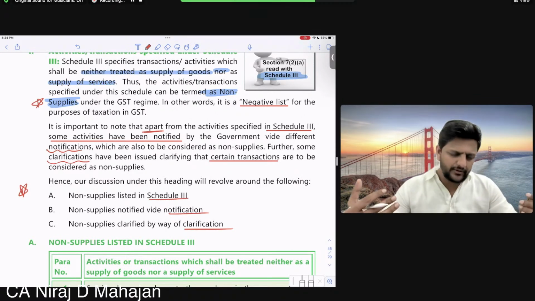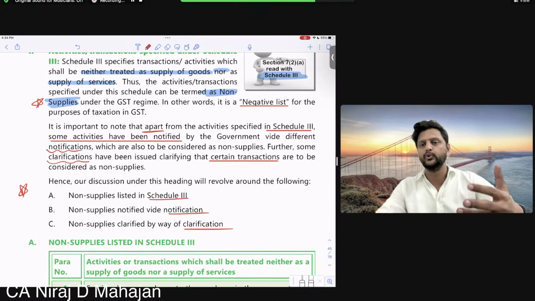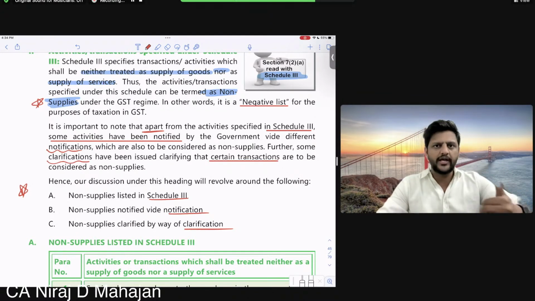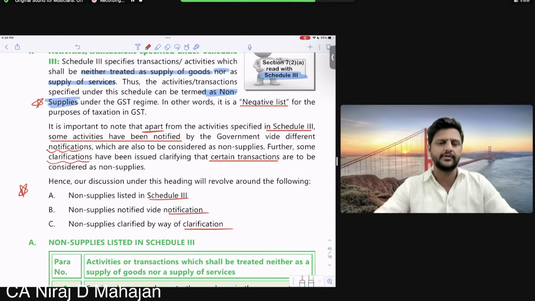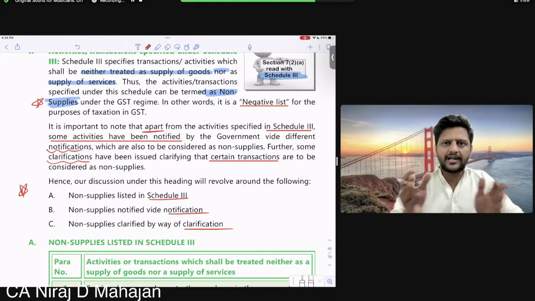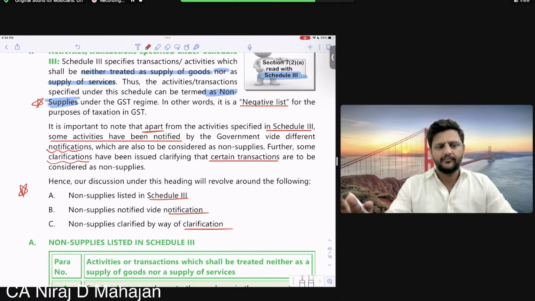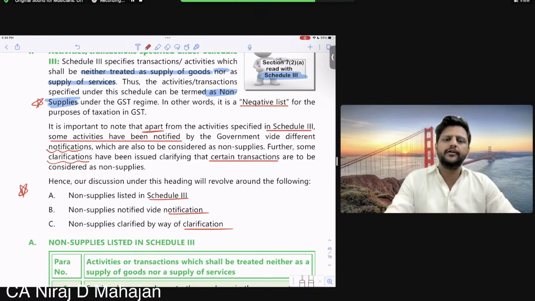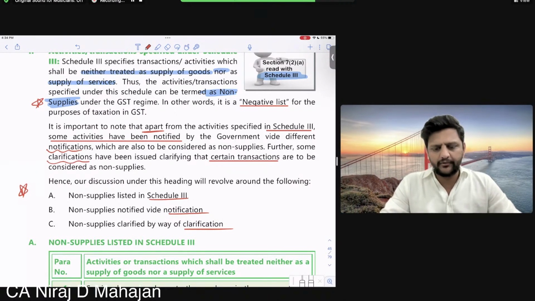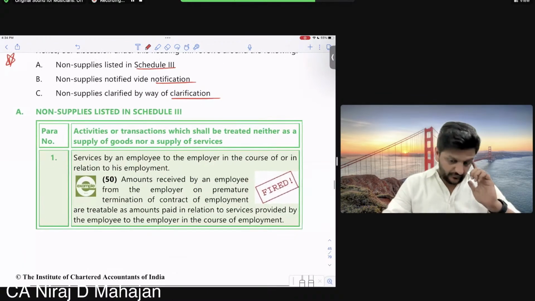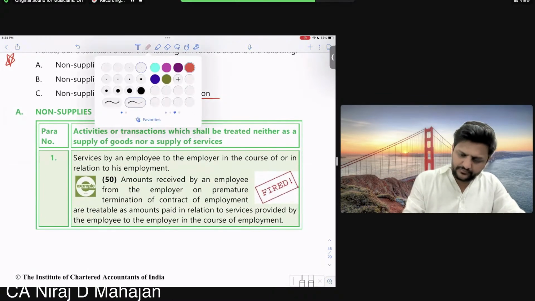In a way, let me tell you one more thing. Notification means something new. It is newly notified that this item is also now henceforth exempted. Clarification means a clarity is given that this was always exempted. In a way, bachu, from a retrospective point of view. Understood or no? Everybody? Tell me.